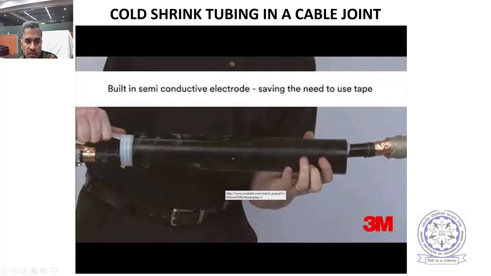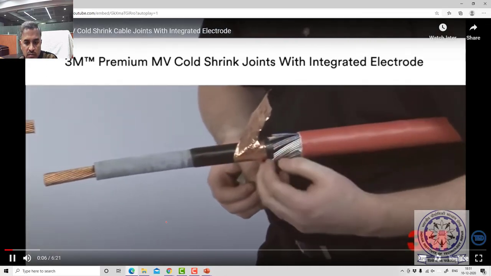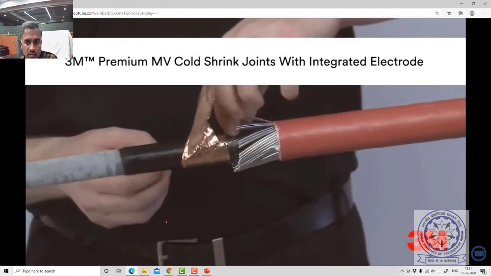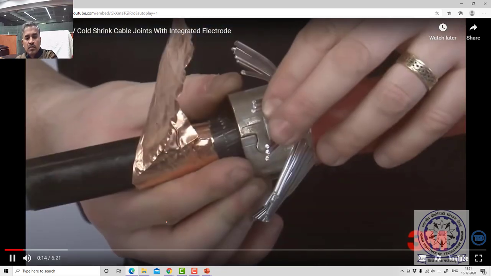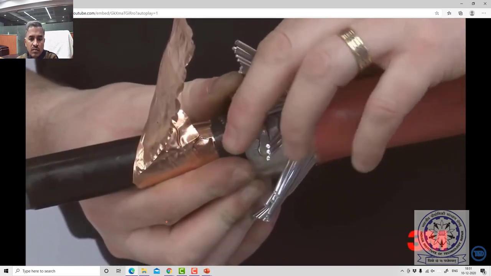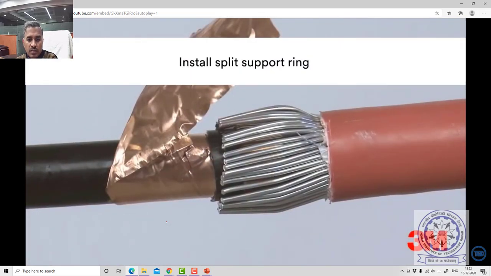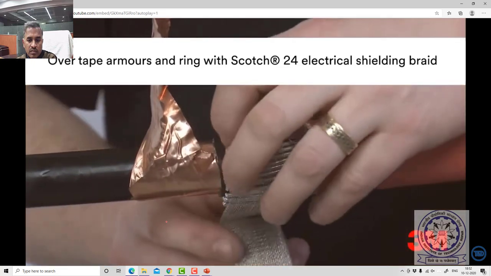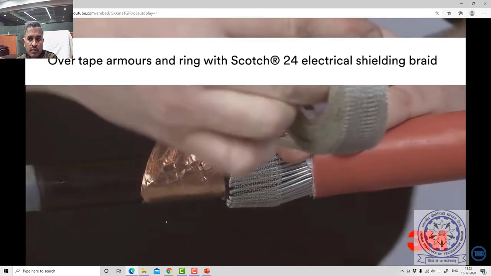Let us watch this. Adopted by dozens of power utilities across the world as their preferred cable jointing solution, our premium joints offer a built-in semiconductive electrode, eliminating additional installation steps, therefore delivering even more consistency. Unlike heat shrink alternatives, a molecular permanent set ensures consistent radial pressure is exerted on the cable for the duration of the cable joint's life.